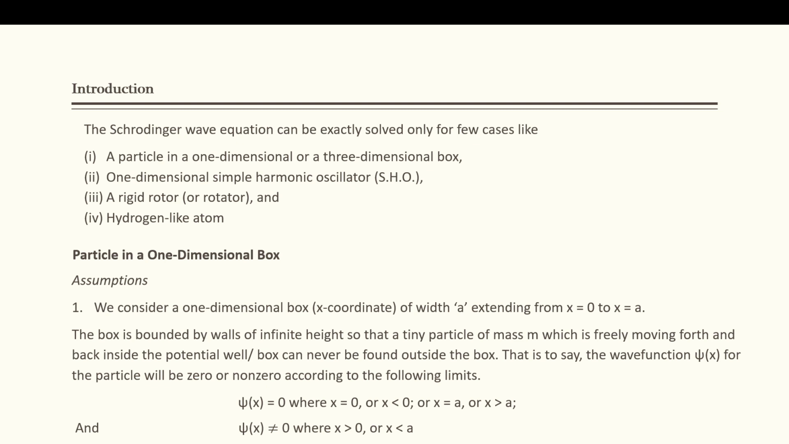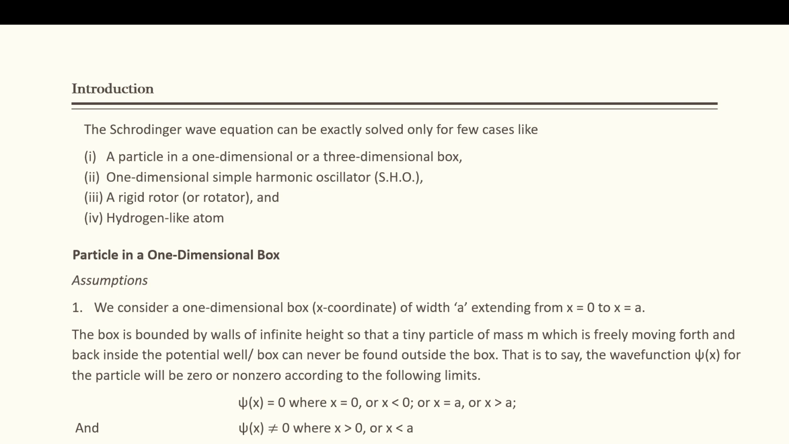Introduction. The Schrodinger wave equation can be exactly solved only for few cases, like a particle in a one-dimensional box or a three-dimensional box, one-dimensional simple harmonic oscillator, rigid rotor, or hydrogen-like atom. For particle in 1D box, some assumptions are like this.